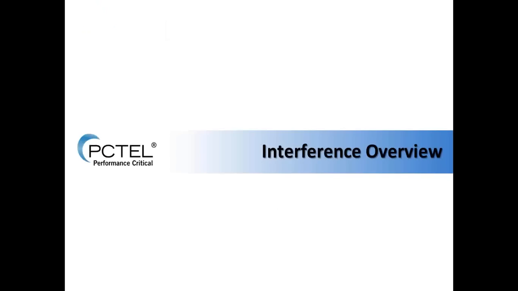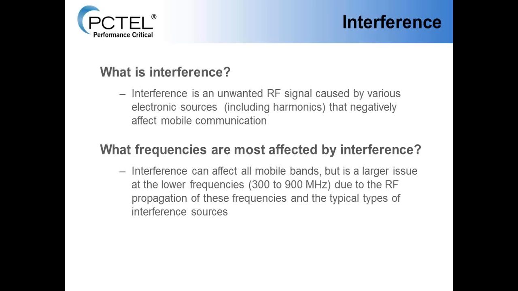So moving to the next slide, I want to first cover our interference overview. And what I really want to do is give an explanation of what interference is. Essentially, it's an unwanted RF signal that can be caused by various electronic sources that affect, in a negative way, mobile communications or whatever type of electronic signal that you might be using for communications, whether it's mobile or not. And this can also include harmonics.